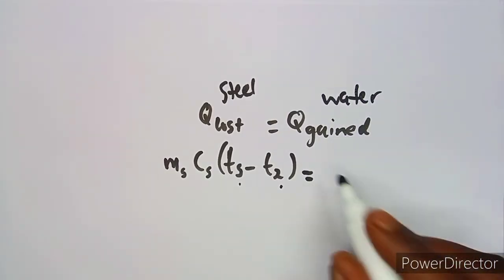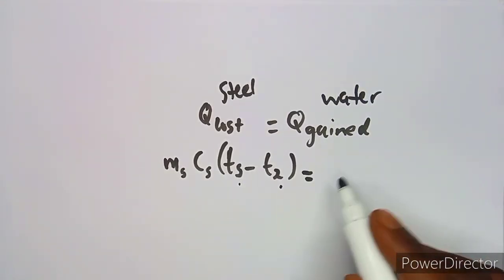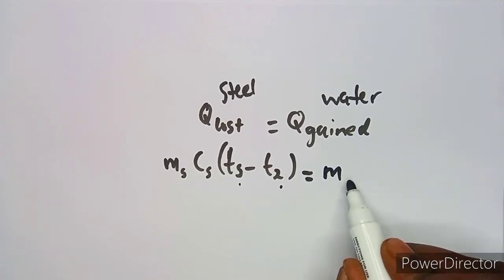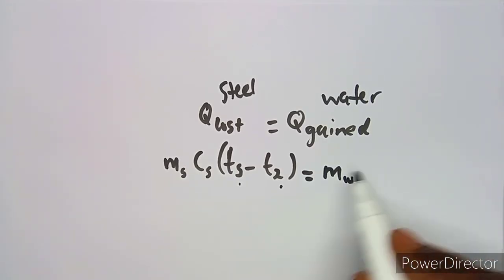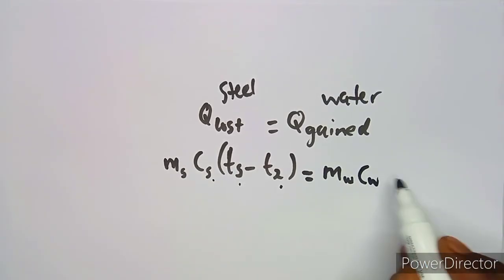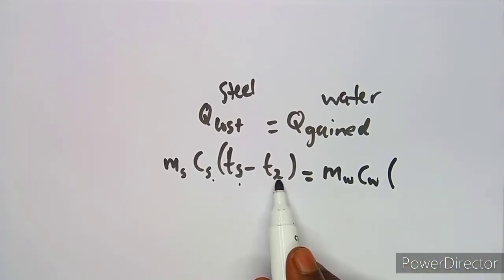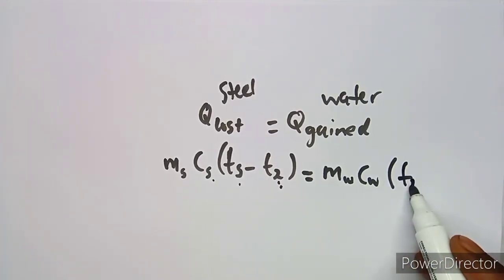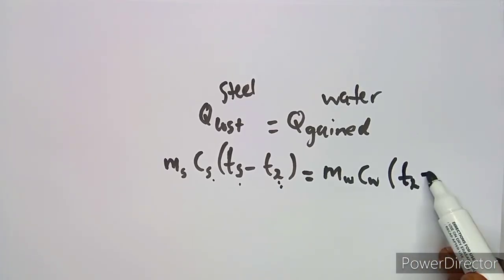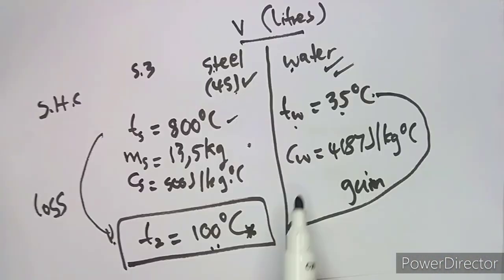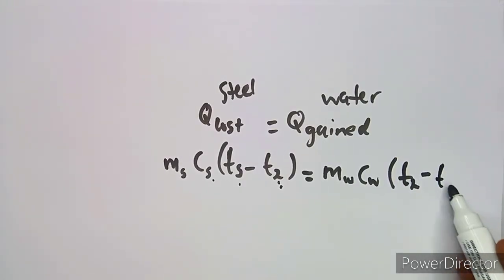The water is the one that is gained, and the heat for water is mass of water, specific heat capacity of water, but this time it's going to be T2 minus. So it's now T2, because T2 is greater than what? It's greater than this one because it has gained. So it's T2 minus T water, the temperature of water.